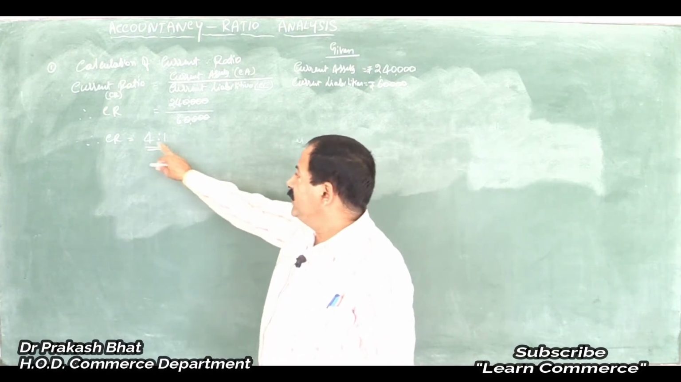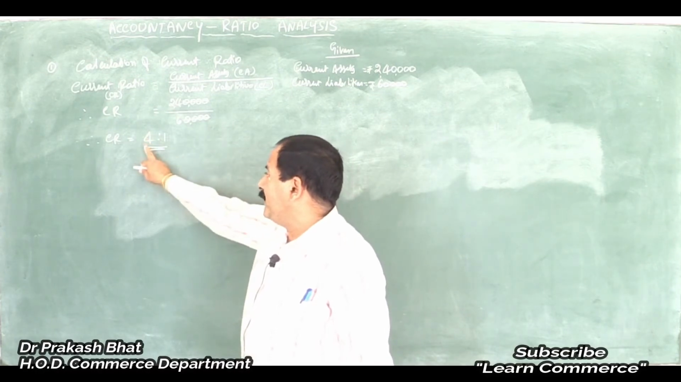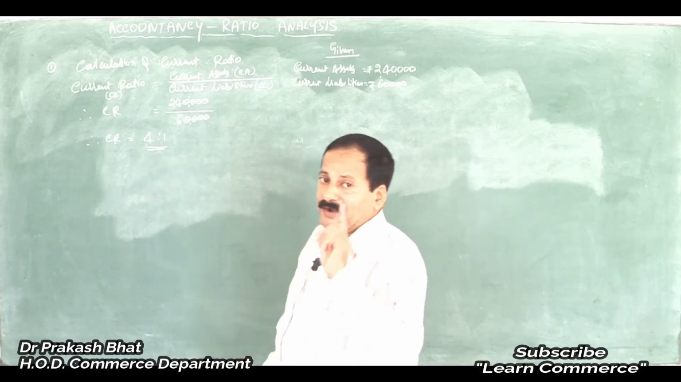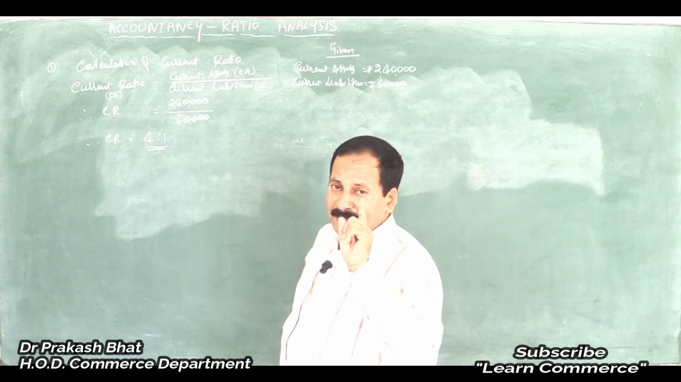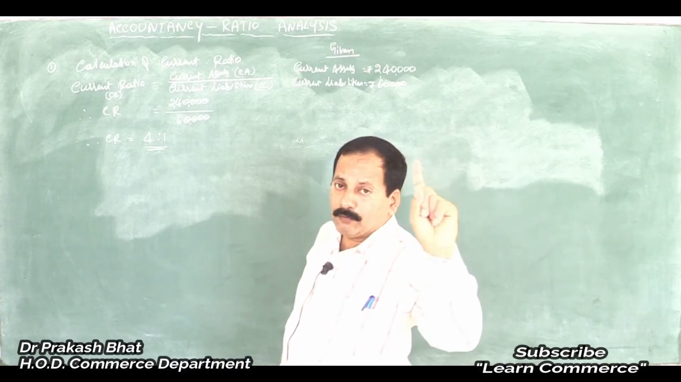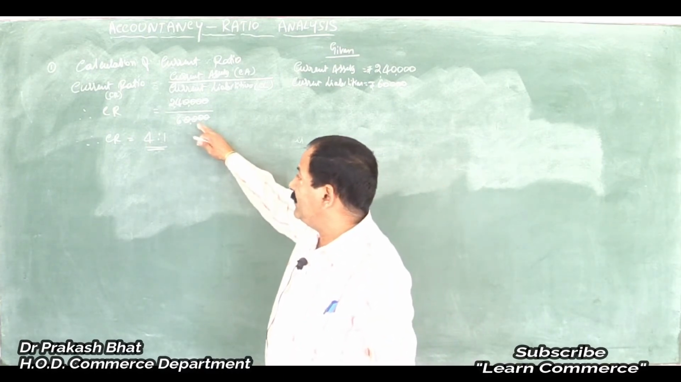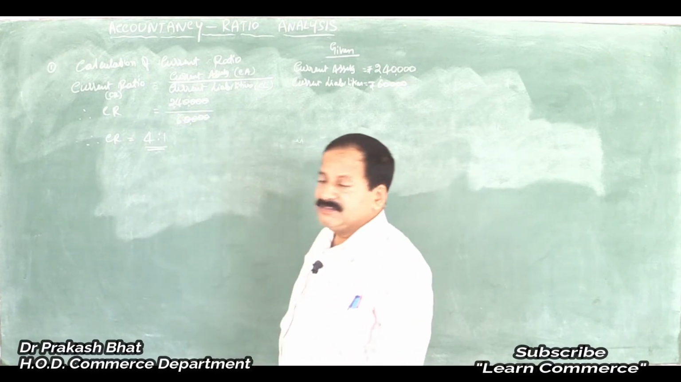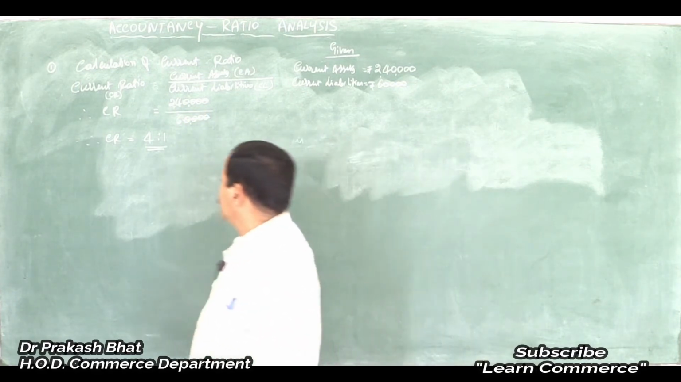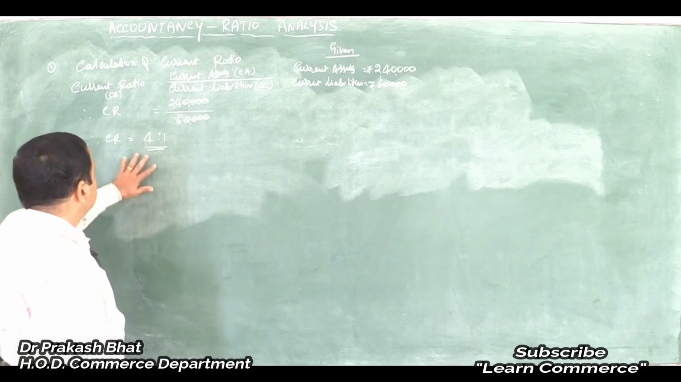Because when current assets are 4 times, current liability will be 1 time. Current liability is 1 means current asset will be 4. So, current liability 60,000 means current asset 2,40,000. That is what the meaning is. That's all.